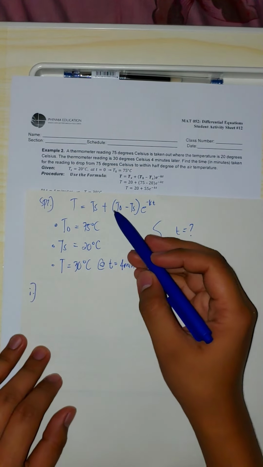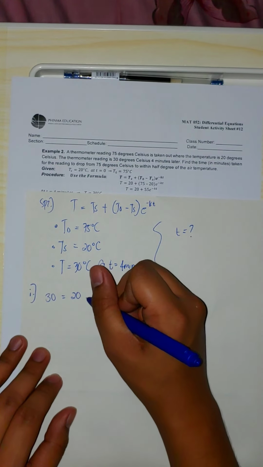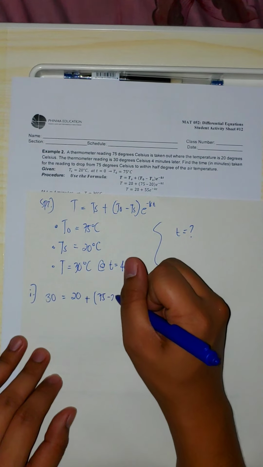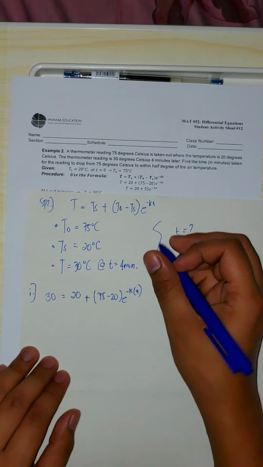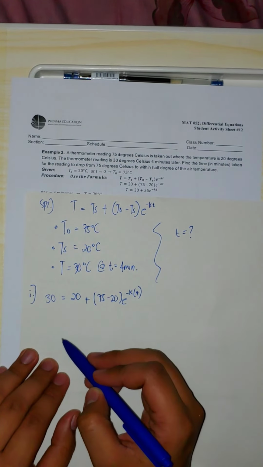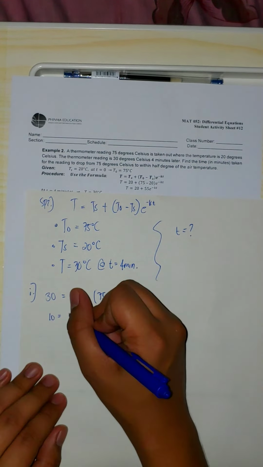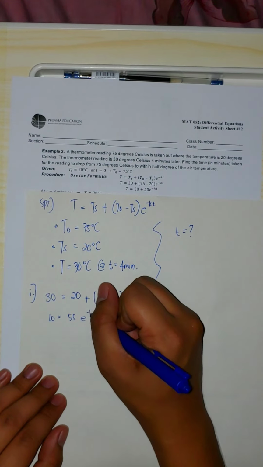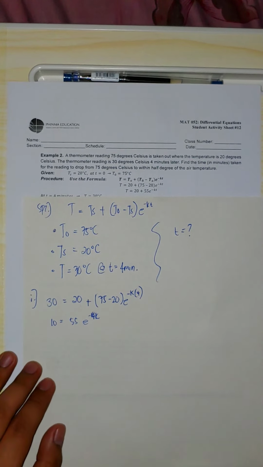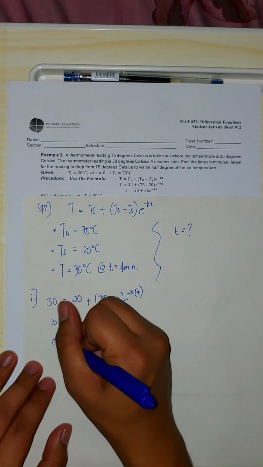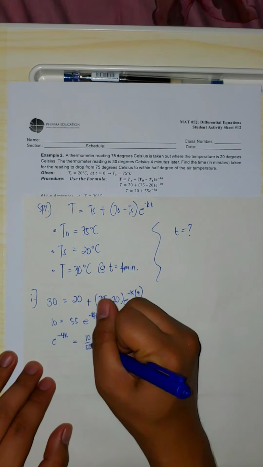Let us just substitute the values here. We have 30 is equal to 20 plus (75 minus 20) e raised to negative k times 4 minutes. So you have 30 minus 20, that is 10. So you have 10 is equal to 75 minus 20, that is 55, e to the negative 4k. So we have e to the negative 4k is equal to 10 over 55.